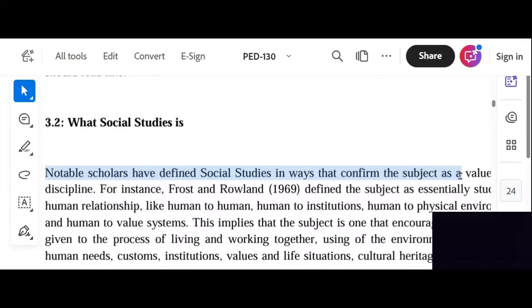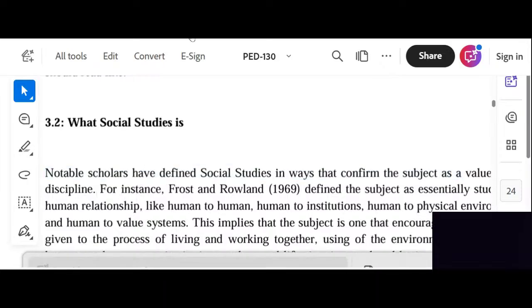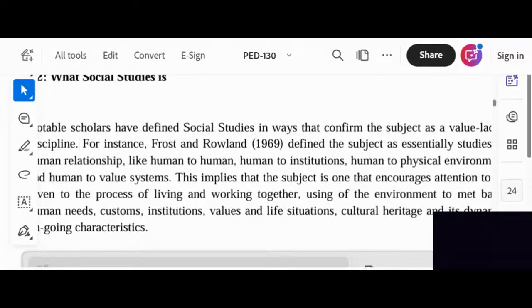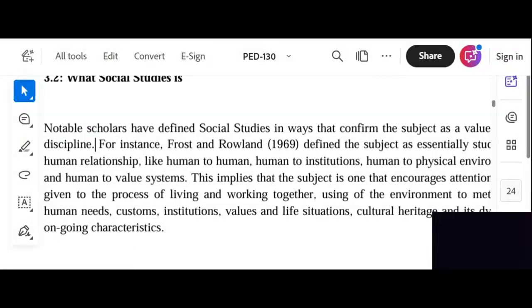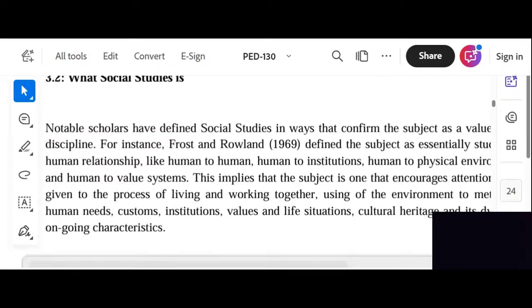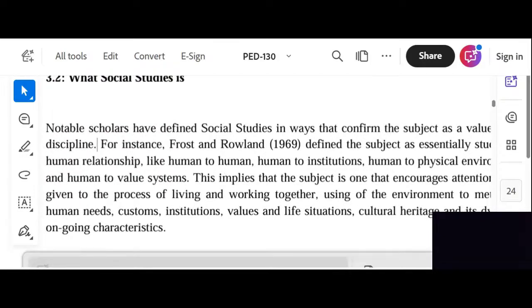Value-laden discipline. It has values to offer, not just knowledge of environment, not just a narrow knowledge, not just a compartmentalization of knowledge, but it has values to imbibe into the learners. I have a question there. For instance, according to Frost and Rowland in 1969, Frost defined the subject as essentially studies of human relationship, like human to human, human to institutions, human to physical environment, and human to value systems.